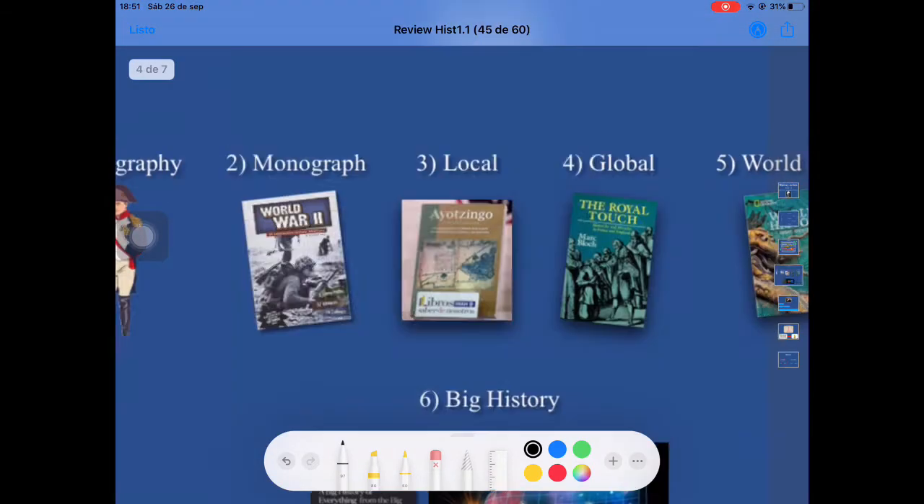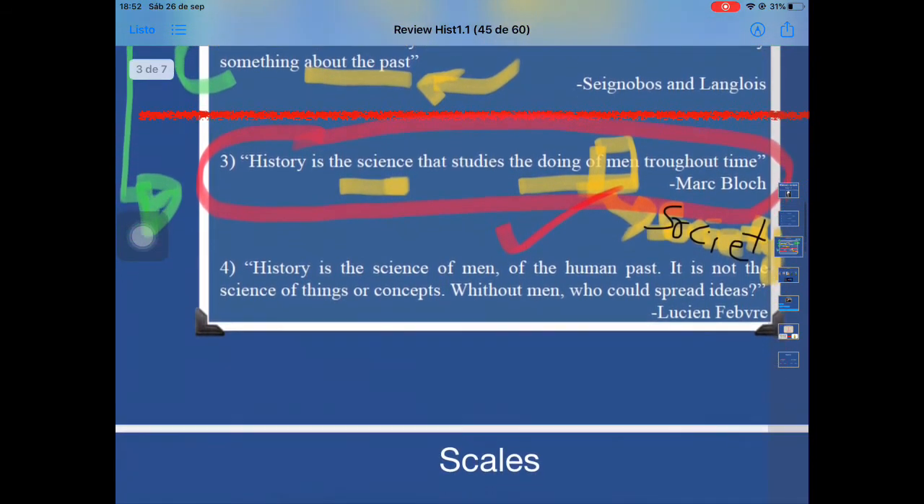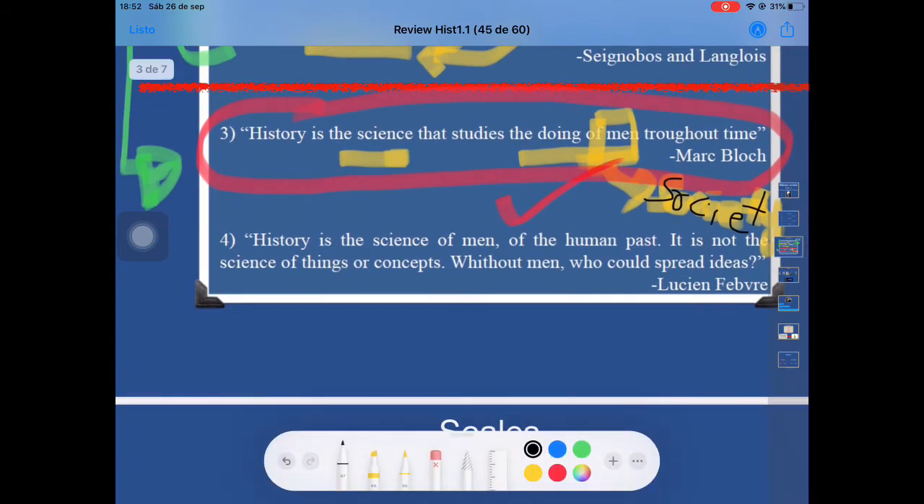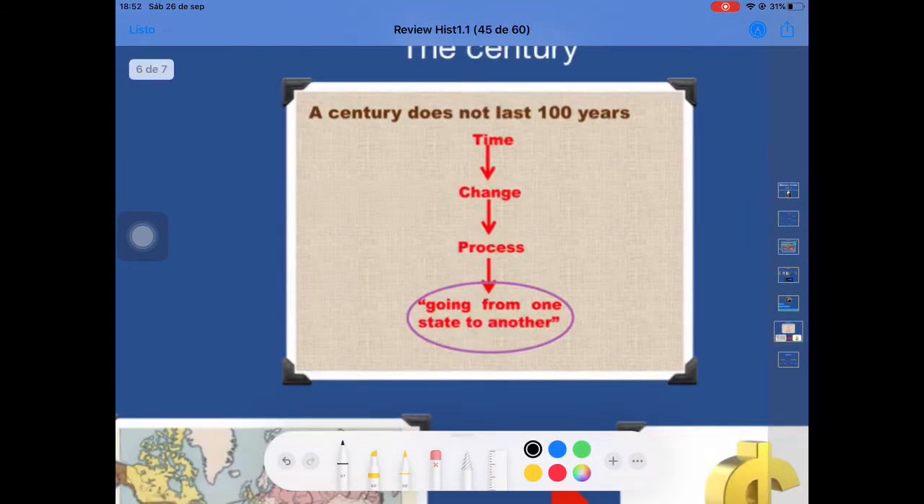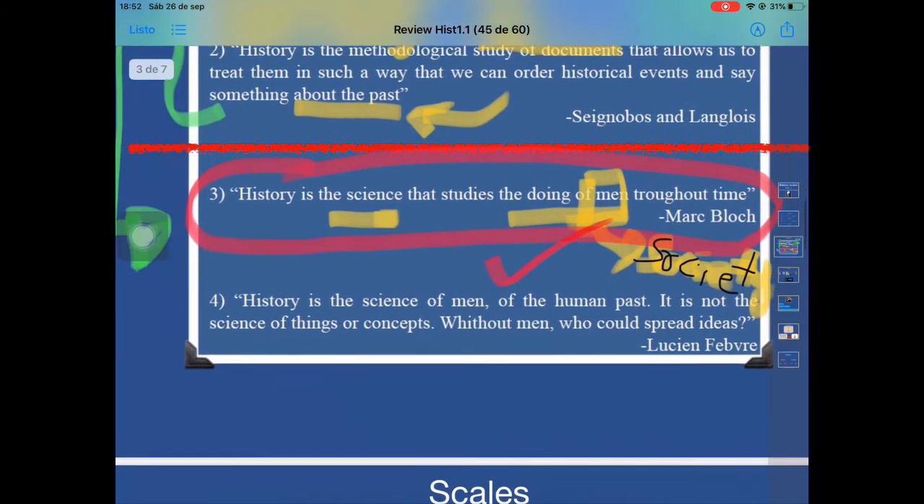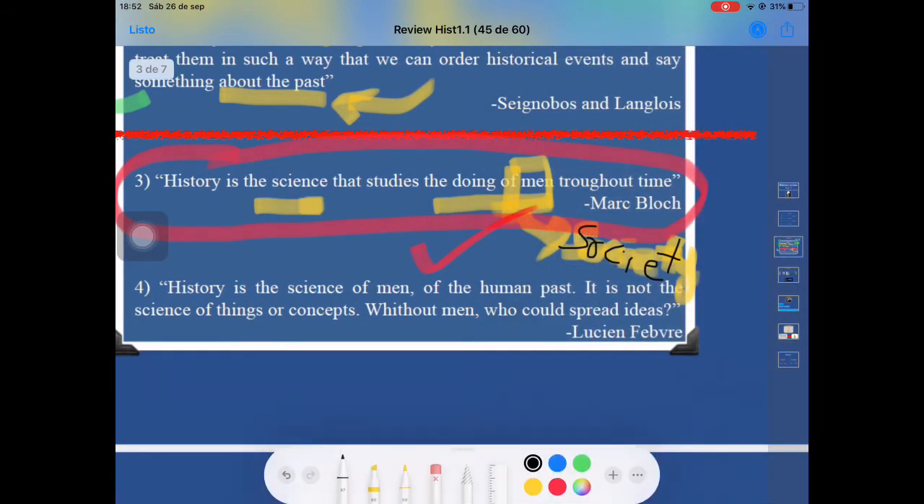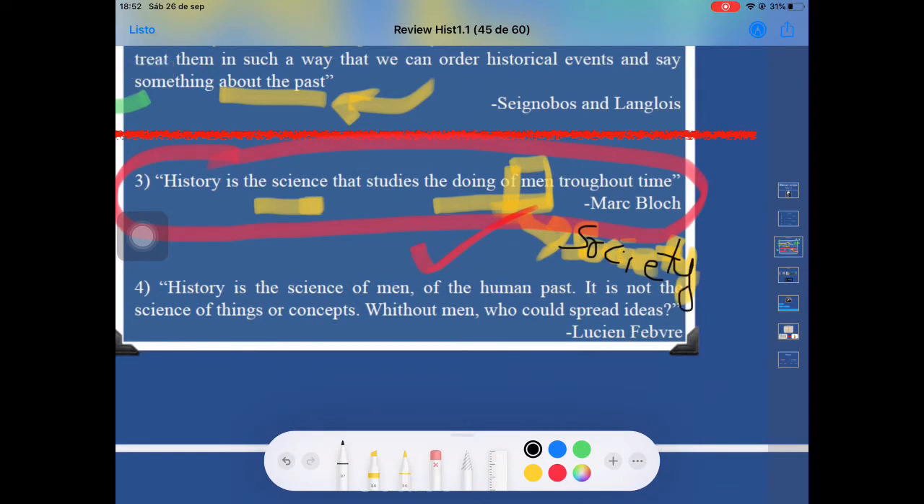Society. That is what history studies, societies. And another thing that is really correct about this definition is the fact that it speaks of society, or societies in plural, right? So that is the main focus of history, the doing of men in plural, talking about societies.